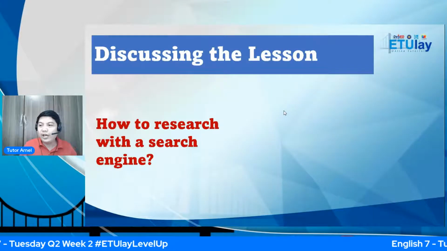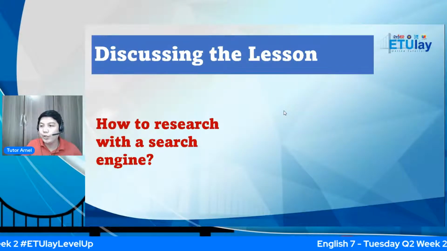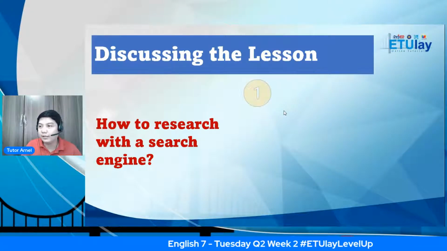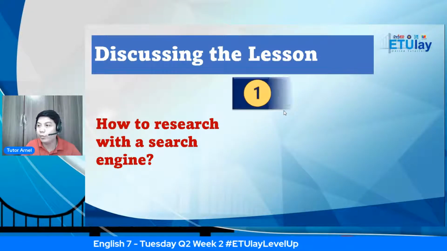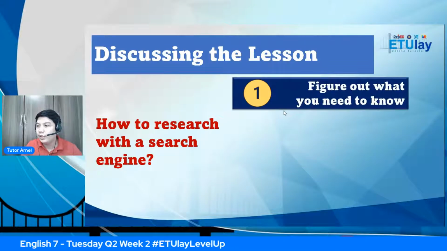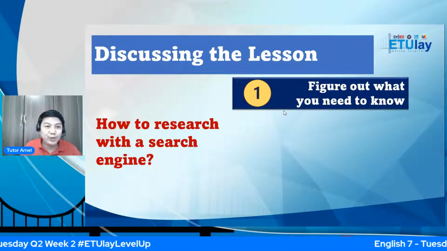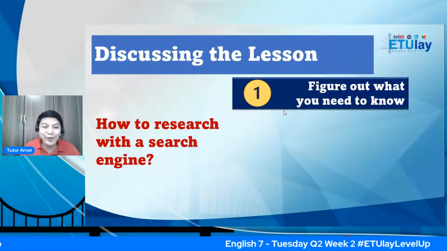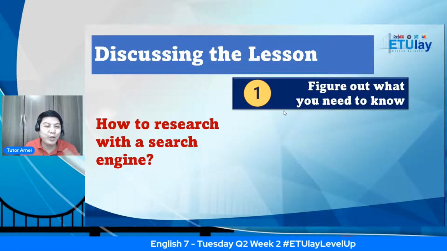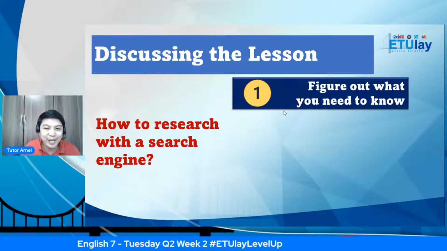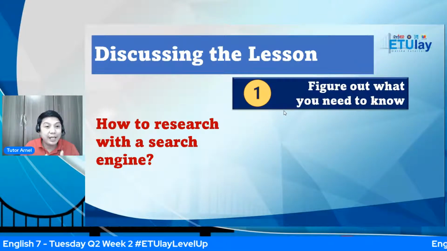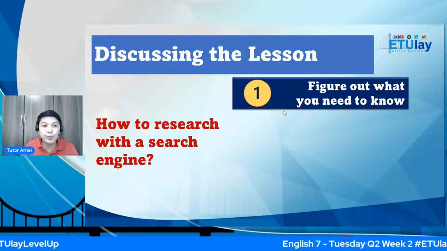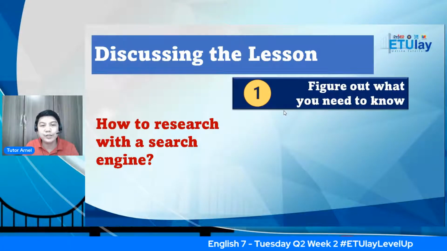So here are the ways on how to search information with a search engine. Okay, so for example, number one, you have to figure out what you need to know first. Siyempre, alright? You have to know ano ba yung isasearch mo. Will you be searching information about your assignment in math, in English, in science? You have to figure out first so that mababawasan din yung time mo ng searching.